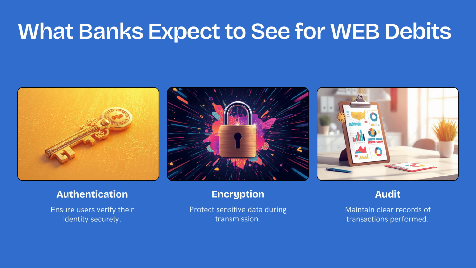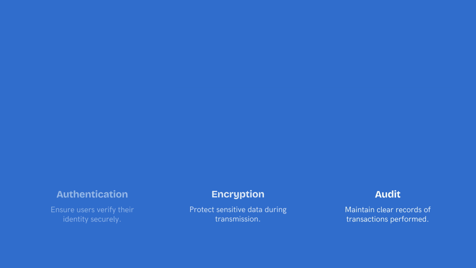Every web authorization should generate proof across three areas: authentication, encryption, and audit trails. These aren't nice to have. They're what banks rely on when reviewing unauthorized return claims.